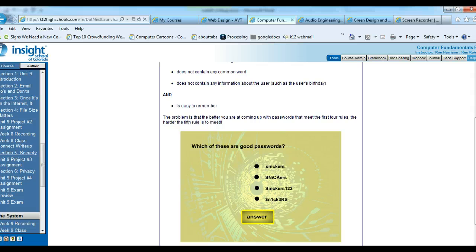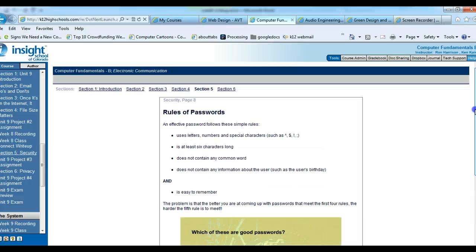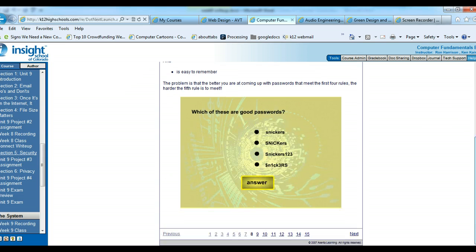One thing that I've started doing is using the exclamation point instead of the number 1 in some passwords. That way, it's a character rather than a number. So these are just some of the rules. In that Class Connect write-up question, I want you to come up with a password that fits all of these rules. Make it your own. Don't use the Snickers answer down below.